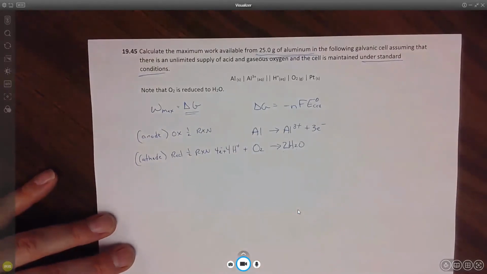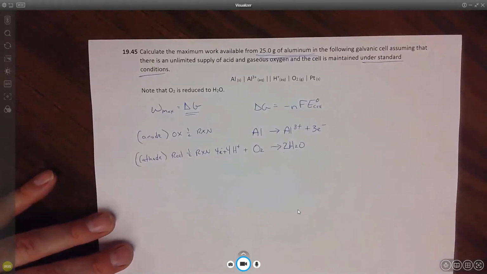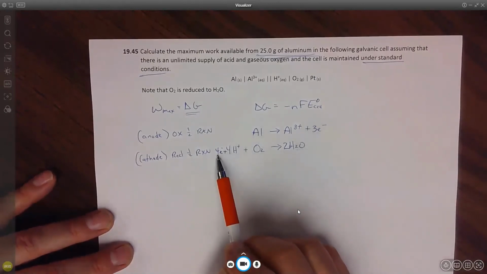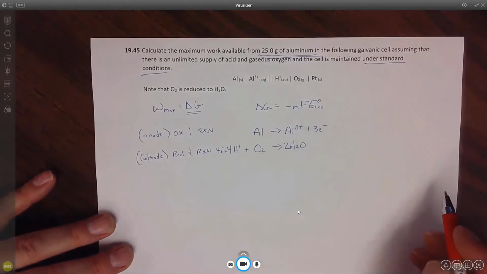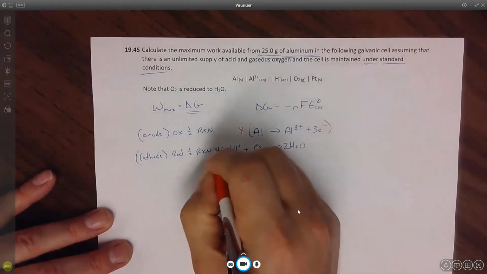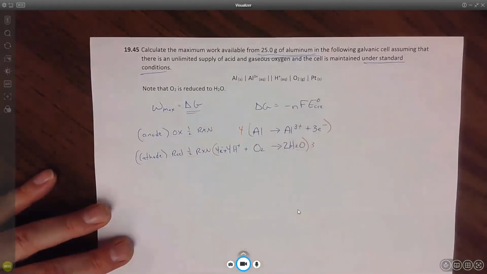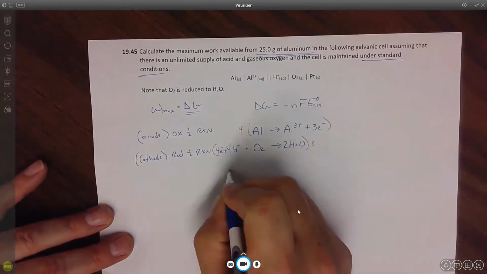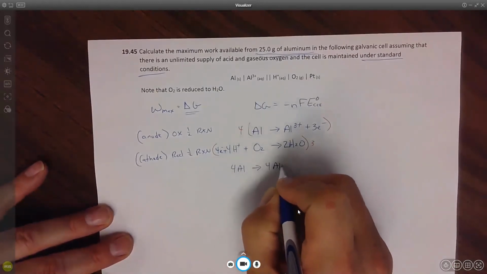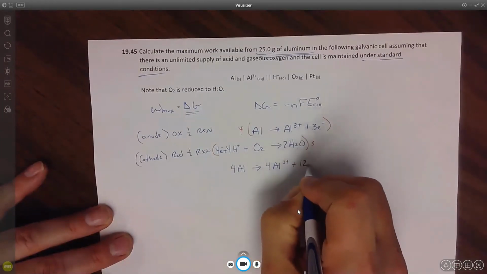Now, of course, we need to add the 2 half reactions together, so we need the electrons to cancel. So if this is 3 and this is 4, well, the lowest common denominator is just 12. So I'll have to multiply this by 4. I'll have to multiply this one by 3. And so that's going to give me my 4 aluminum going to 4 Al3+ plus 12 electrons.